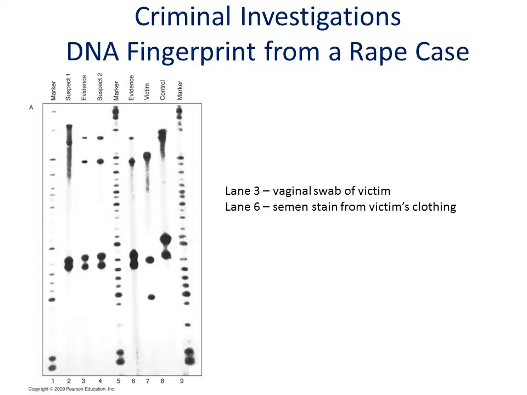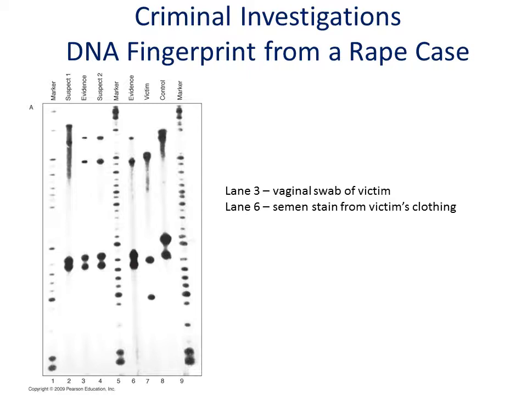We can also use this type of analysis to do various crime scenes. What we have here are several suspects as well as evidence taken from the scene of a crime. Lane 3 is showing evidence here, and that was a vaginal swab taken from the victim. And in lane 6, what we have is a semen stain that was taken from the victim's clothing. So what we're trying to do at this point is determine if suspect 1 or suspect 2 matches more closely the evidence taken from the scene of the crime.